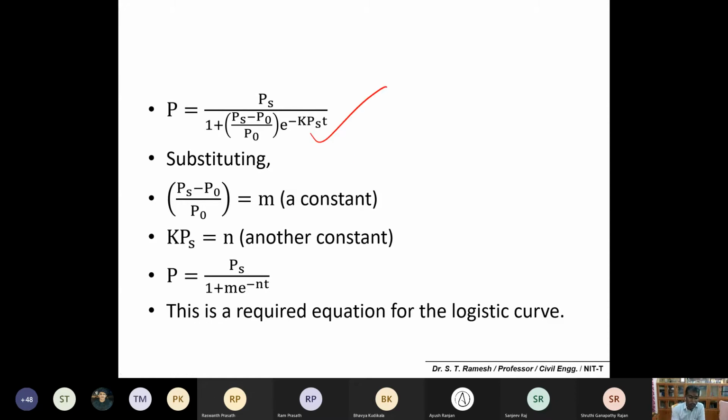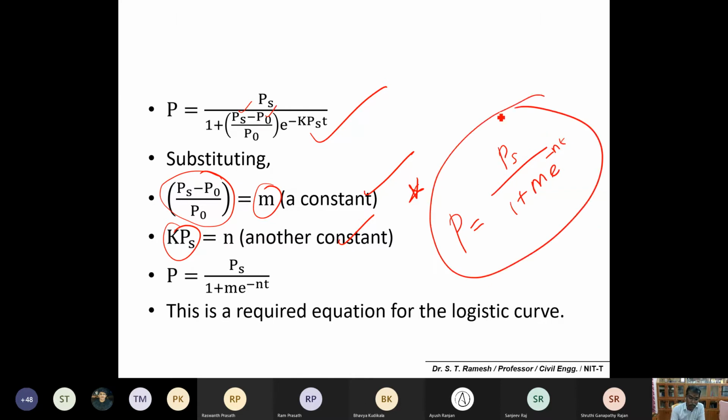You may get this equation, and Ps minus P0 by P0, because P0 is the initial value and saturation is also a constant, so this can be a constant M. And k into Ps is again a constant. So this equation is further simplified into P is equal to Ps divided by 1 plus M into e power minus N into t. Please remember, this equation is the final solution of the logistic curve.